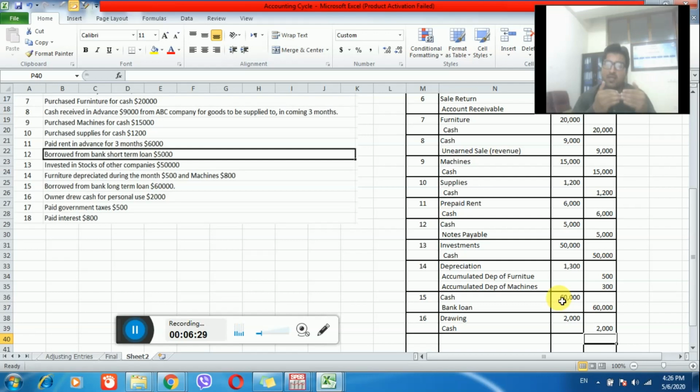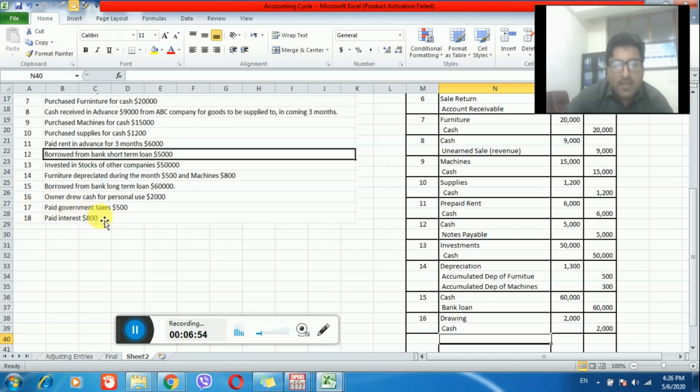Because expense is also decreasing our capital, and drawing is also decreasing our capital. So that is why, when both drawing and expenses increase, we are debit them. In the cash we credit, because when the owner is drawing the cash, the cash is credited.